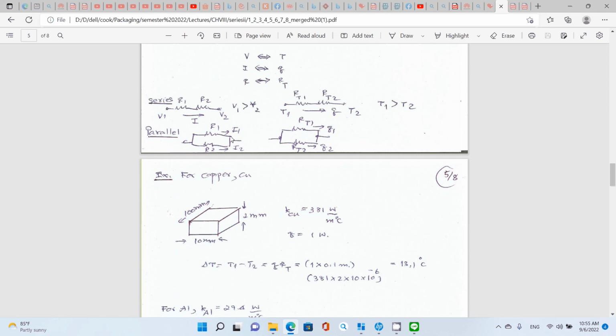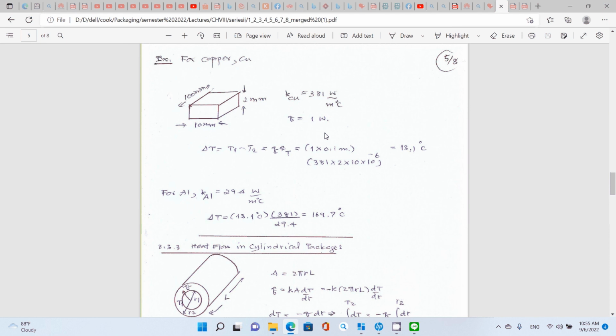For the parallel, you do the same. You have I1, the current flowing through R1, and the current I2 flowing through R2. Same as the thermal circuit, you have T1 and T2. It depends on which one is higher. You know that the higher the RT, the lower the Q.